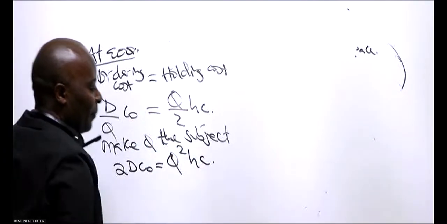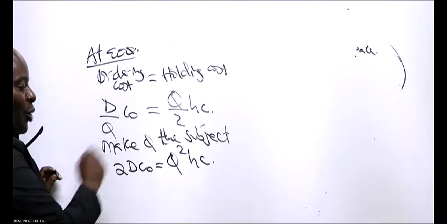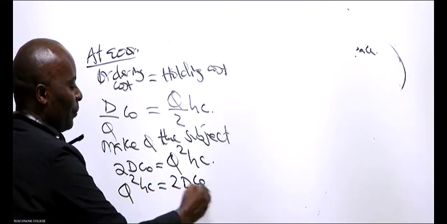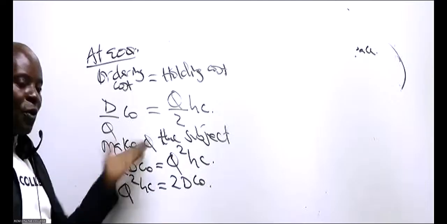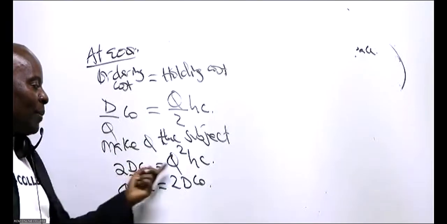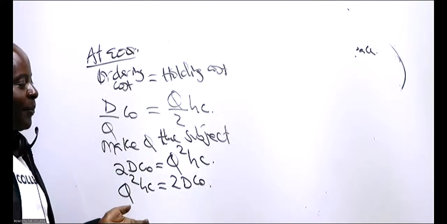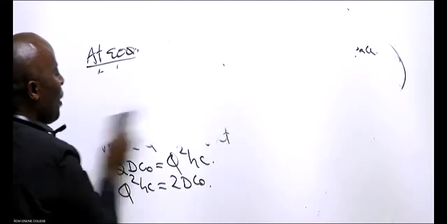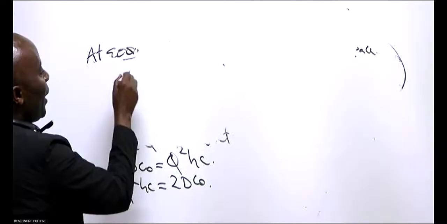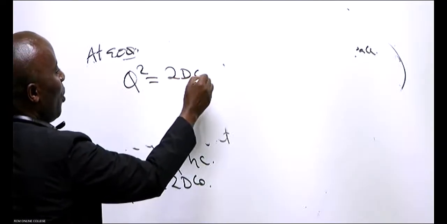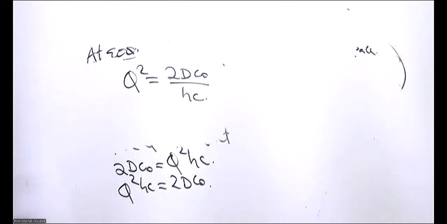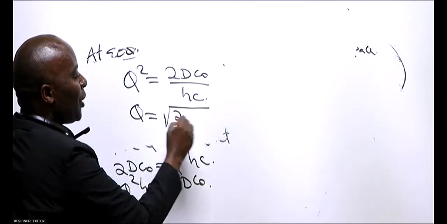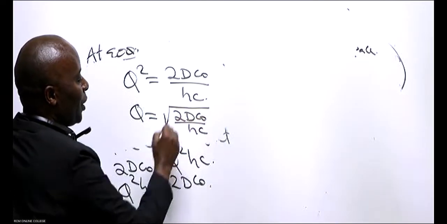Yeah, HC, isn't it? And of course, I would want Q to be on this side, so I can interchange this comfortably. I can say it is Q squared HC equals 2DCO. Even if I was to introduce a minus, it will be here and the other side will be cancelled. Great. So I want to be left with Q alone. So what should I do? I will say Q squared equals 2DCO over who? Over HC. Meaning that Q will be the square root of 2DCO over HC.